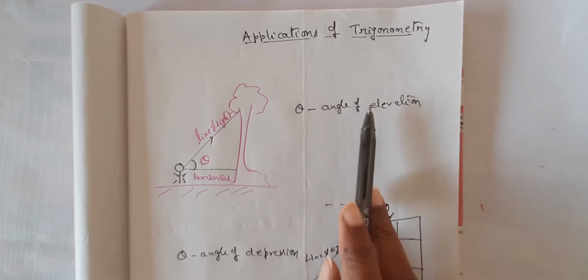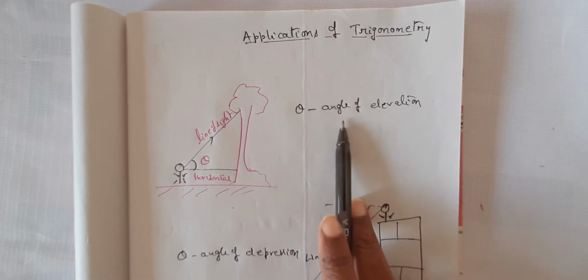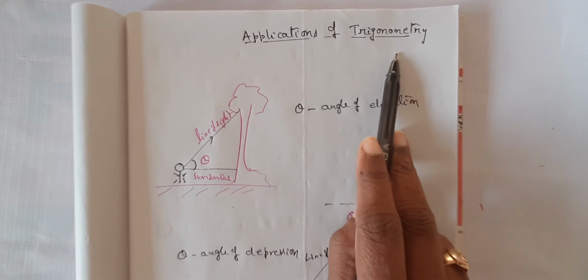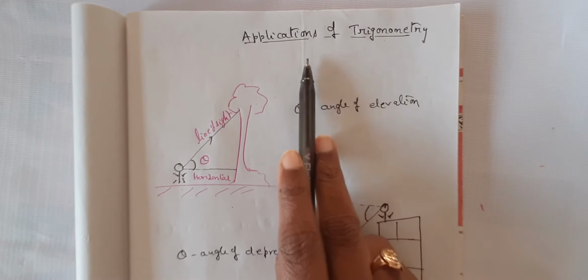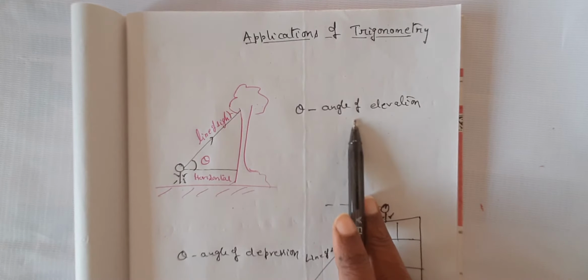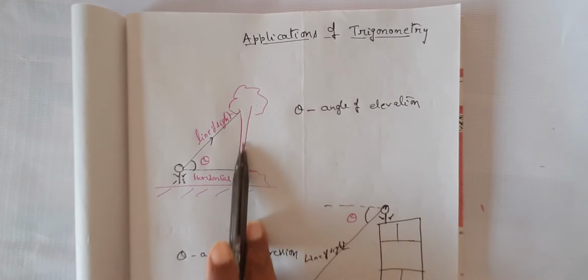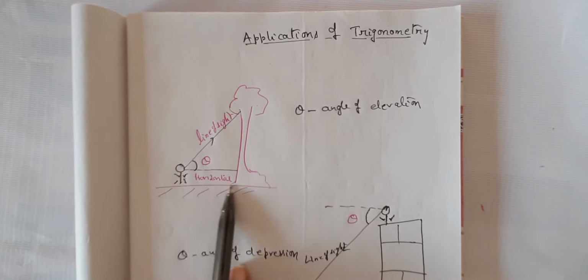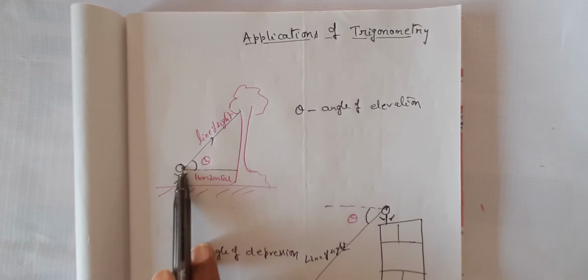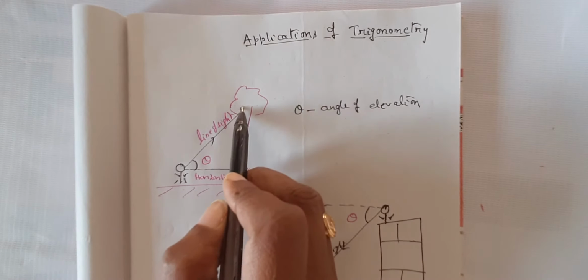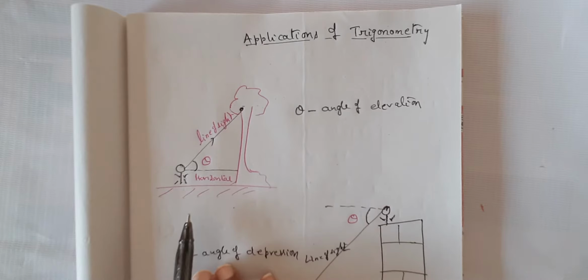And additional words that you need to learn in order to apply the trigonometry concept to day-to-day life are angle of elevation. What is angle of elevation? See, suppose there is a tree and there is a man standing near the tree at a certain distance. Now he is looking at the top of the tree, or like he is looking at a bird or a fruit, whichever is there.